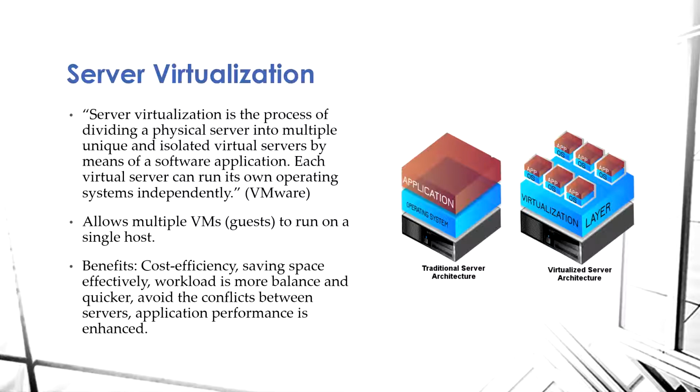So, according to VMware, server virtualization is the process of dividing a physical server into multiple units and isolated virtual servers by means of a software application. Each virtual server can run its own operating system independently. For a short description, server virtualization allows multiple virtual machines to run on one single host. So virtualization can make software look just like hardware.